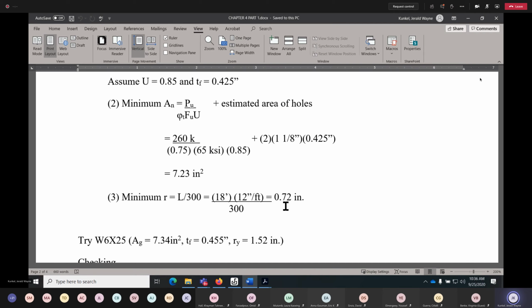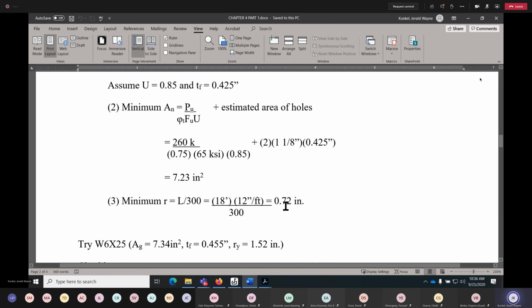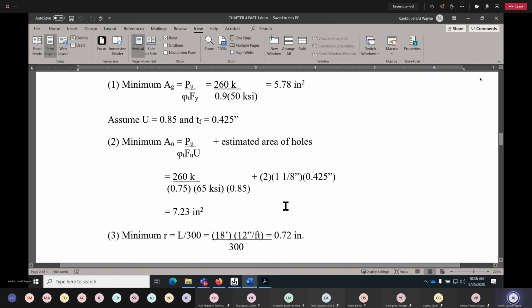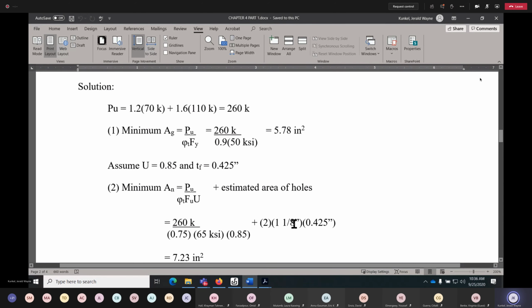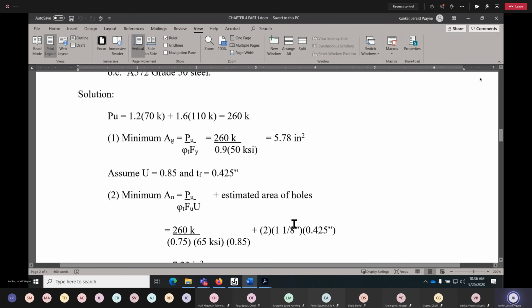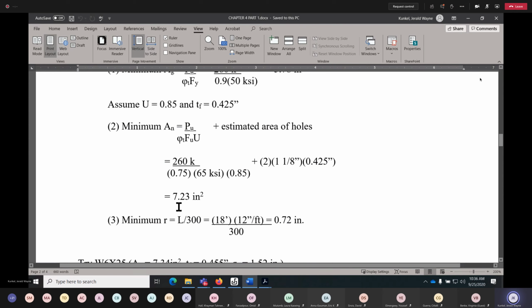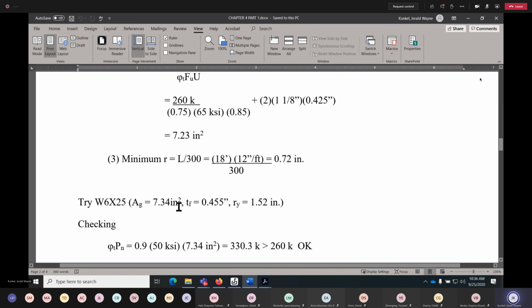Okay, so now we're boldly ready to pick a member. Well, the only issue we got with boldly picking the member is we went through and looked at members that had an area greater than 5.78. So when we added in the area we'd need to compensate for the holes, now our area is up to 7.23.